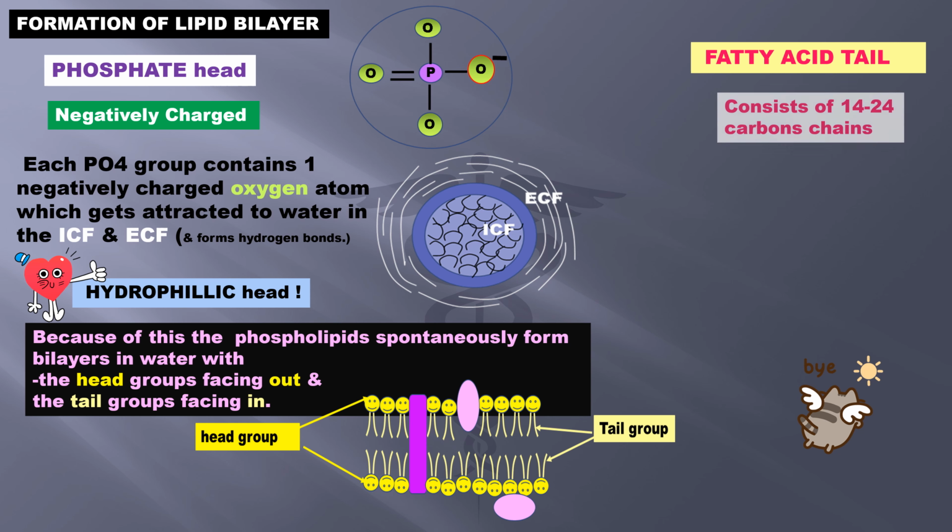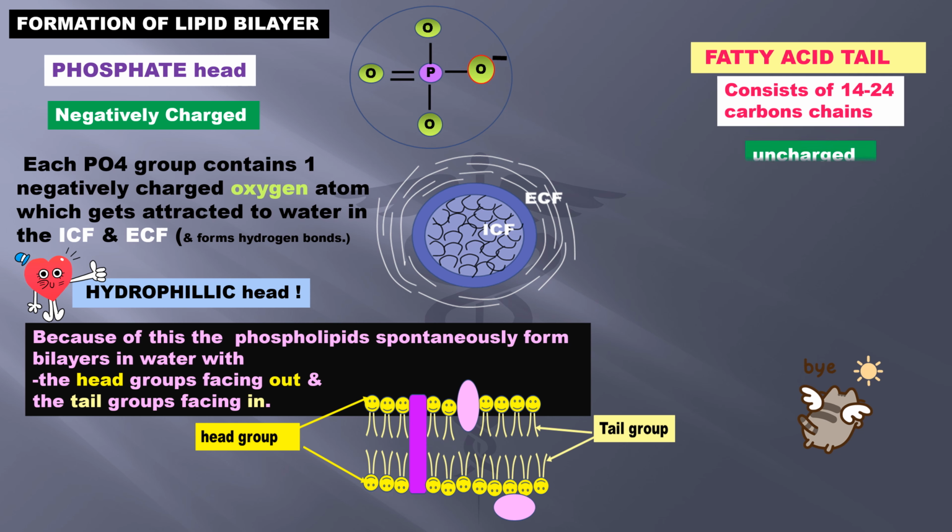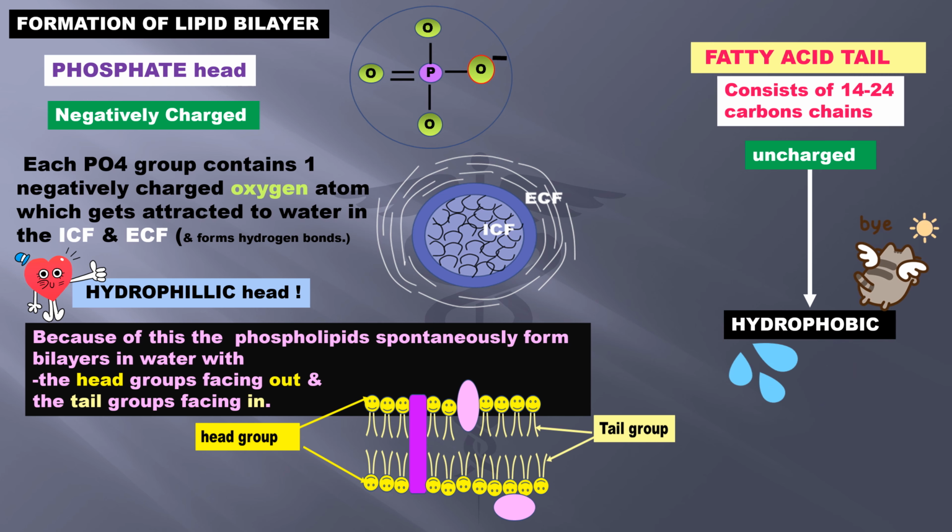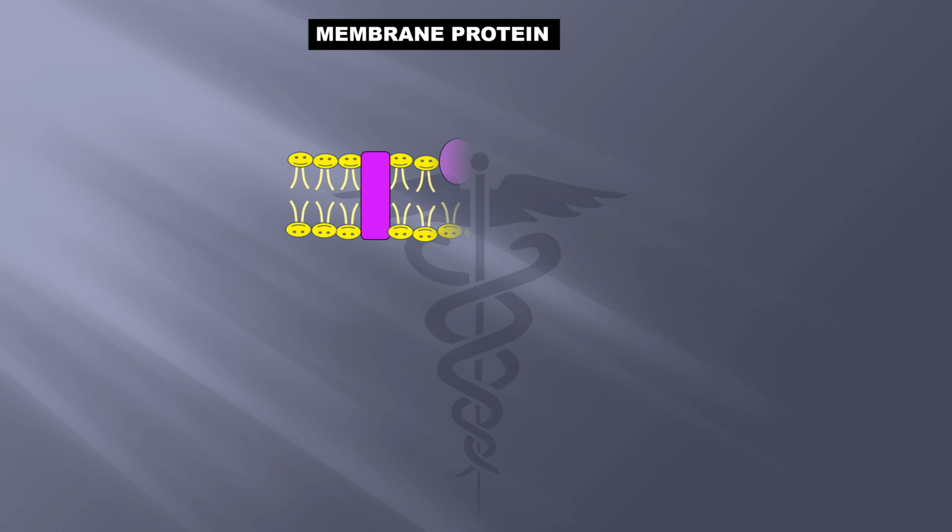The fatty acid tail consists of 14 to 24 carbon chains. They are uncharged and hydrophobic. This is the lipid bilayer.